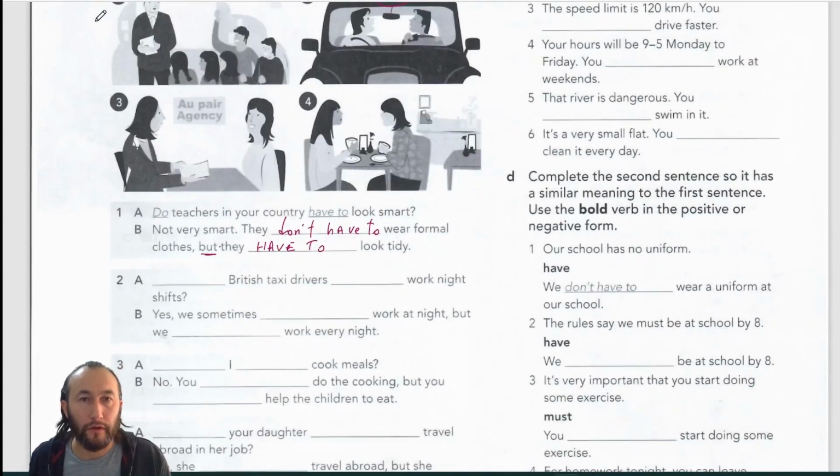Number 2, so it says what? A is asking, British taxi drivers work night shifts. So the question was have to, so we're going to use do, right? Do British taxi drivers have to work night shifts? And then B saying, yes, we sometimes work at night, but we don't work every night. So we sometimes have to work at night, but because of but, we don't have to work every night. There's no need to work every night. We don't have to.